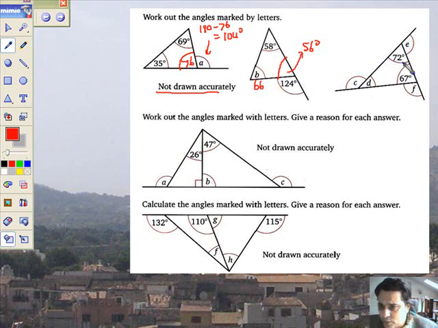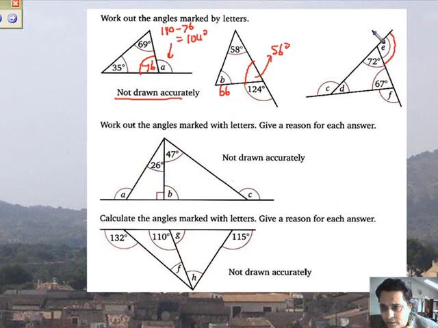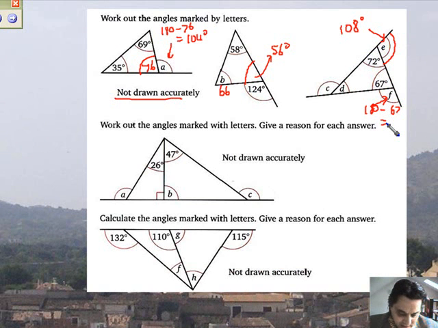Now what about this? What a mess. Okay, I'm on a straight line there. That's 180 degrees, all that little lot there. So E is going to be 108, because 180 take away 72 is 108 degrees. F is an exterior angle to this triangle, so I've got 180 take away the 67, because it's on a straight line. So 180 take away 67 gives us 113 degrees.